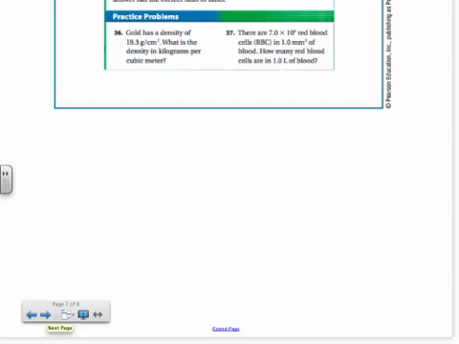All right, number 37. There are 7.0 times 10 to the 6 red blood cells in 1 cubic millimeter of blood. How many red blood cells are there in 1 liter of blood? So what we really are trying to find is red blood cells per liter. And what we're given is that there is 7.0 times 10 to the 6 red blood cells per cubic millimeter. So we got to figure out how to get from cubic millimeter to liters. We don't have to change the red blood cells, so it's just that particular thing.